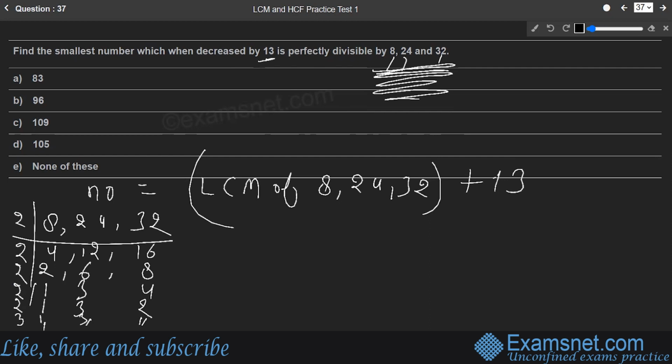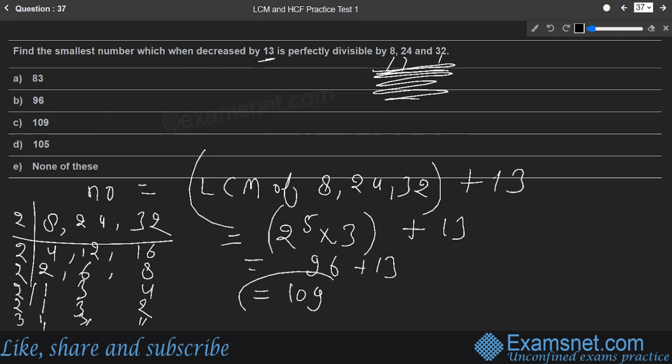So clearly the LCM is coming out to be 2 to the power 5 into 3, which is nothing but 96. So it becomes 96 plus 13, and 96 plus 13 is nothing but 109. So that is the required number.